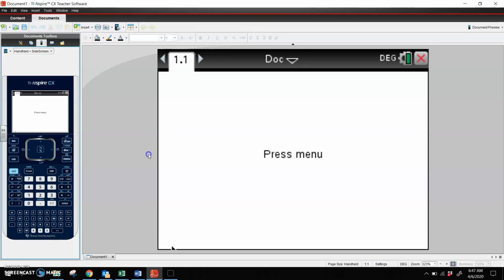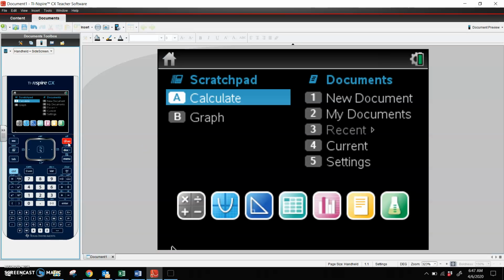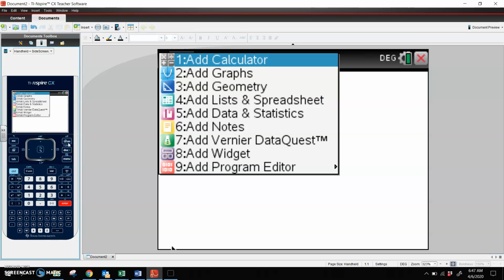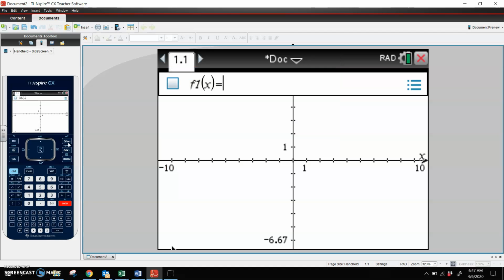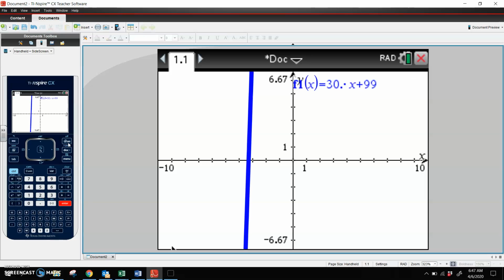So I pull up my calculator. Reminder that I go home, new document, add a graph. And when I do that, I type in my 2 equations. So I have 29.99x plus 99. Enter. Now you can see I don't see much, which should make sense because I should have a y-intercept at 99. It actually rounded it to 30, which is interesting, but we'll be okay with that.